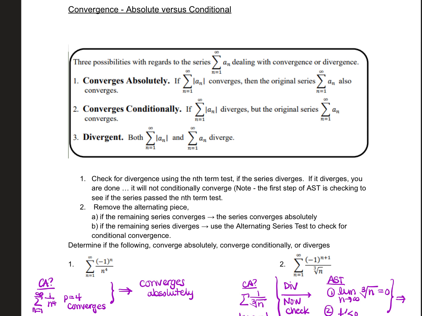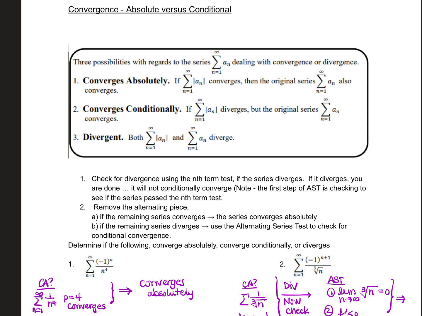If the non-alternating part does not converge, and you move on to AST, the alternating series test, and you can get convergence then, that is called conditional convergence, which is a weaker statement. And of course, if you get divergence anywhere along the path, then it diverges.